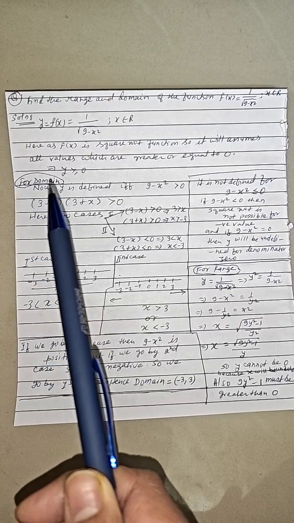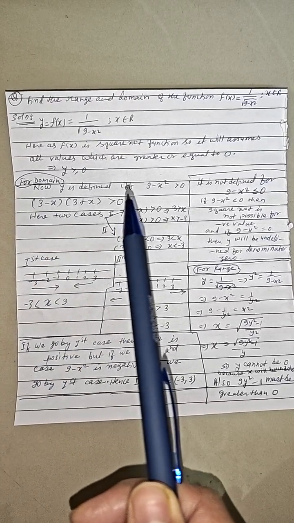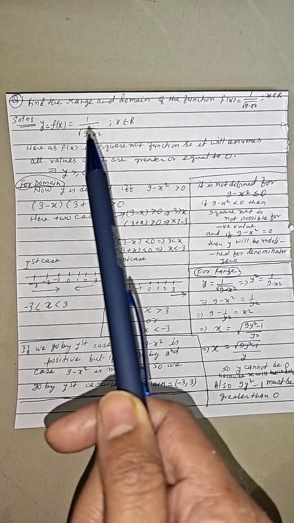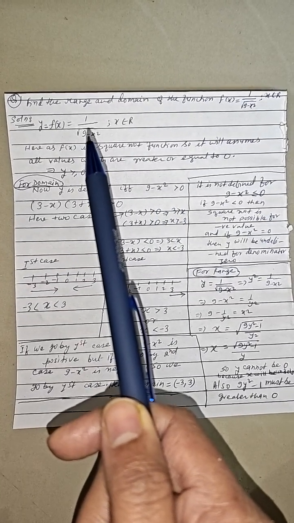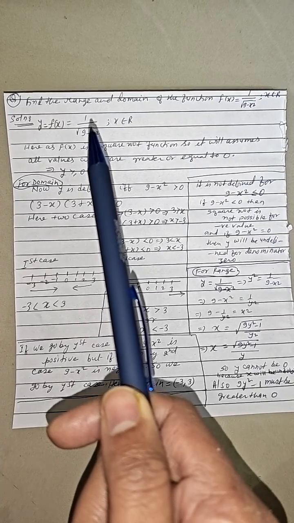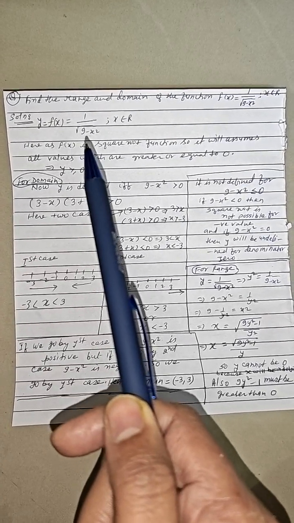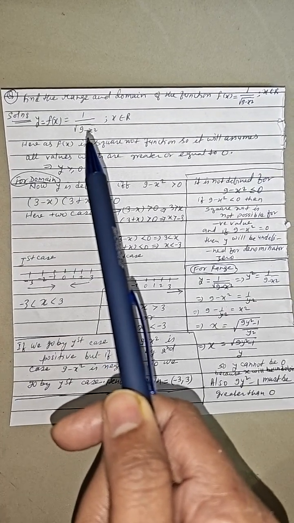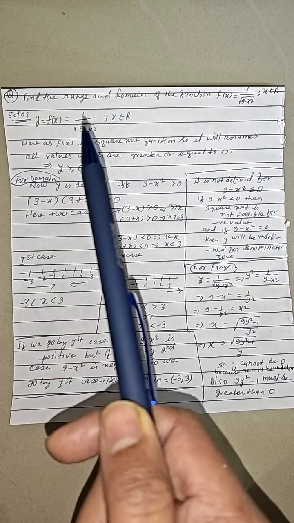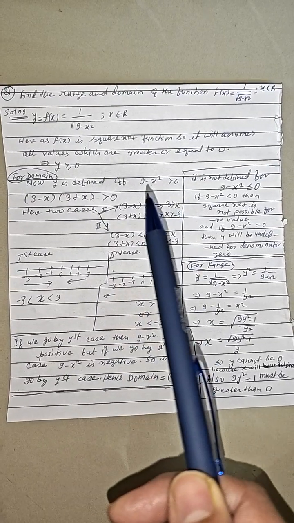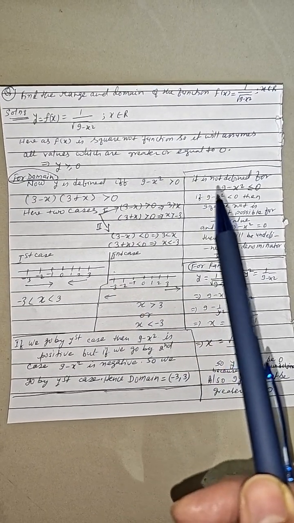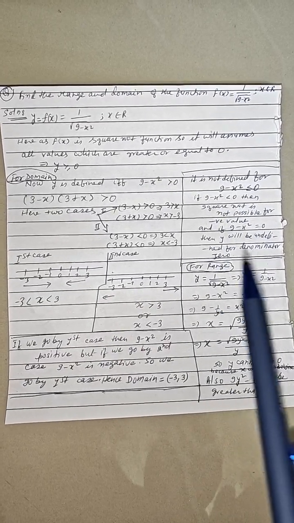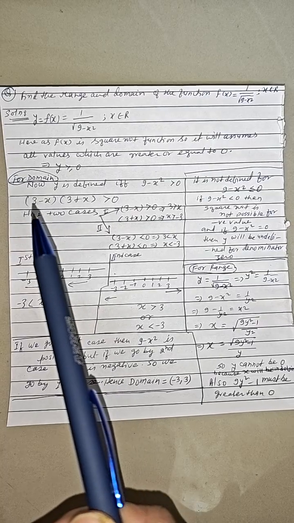Just see this for the domain. Now y is defined if and only if 9 minus x square is greater than 0, meaning 9 minus x square is positive. Because if it is 0, then it is 1 by 0, so the function is undefined. If it is negative, then the square root is not defined, so 9 minus x square must be greater than 0. I have written this line and the same explanation over here; you can read it.